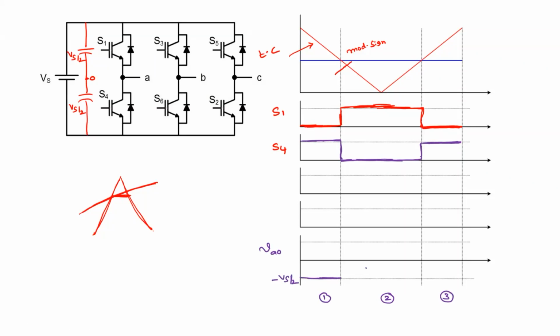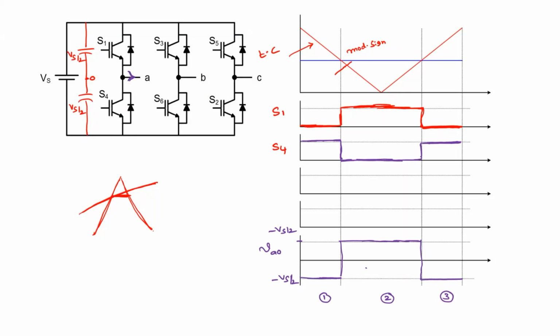And here in mode 2, it is plus Vs by 2. And again it is minus Vs by 2. So these are the ideal transitions. Let us assume that this current is positive.